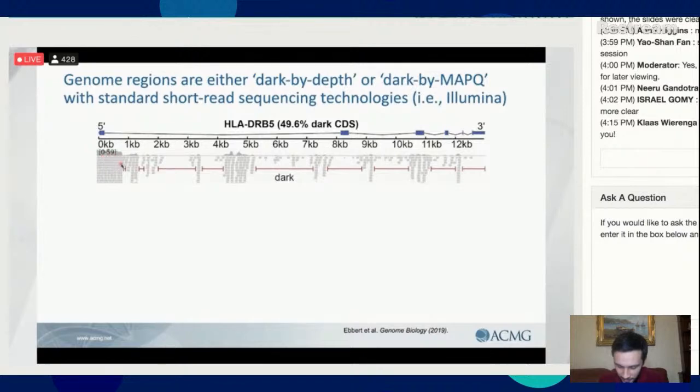But as you get deeper into the gene, you start to see fewer reads aligning. And in some regions, you see 0 reads. So this is an example of dark by depth. There are regions where there just are no reads to be aligned.